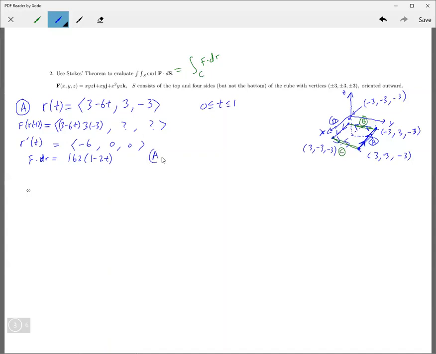So the A integral, the integral along this part, is going to be the integral from 0 to 1 of 162 times 1 minus 2t. When you integrate that, you have t minus t squared, going from 0 to 1. If you plug a 1 in, you get 1 minus 1, so that's 0. If you plug in a 0, you also get 0, so that's going to be 0.